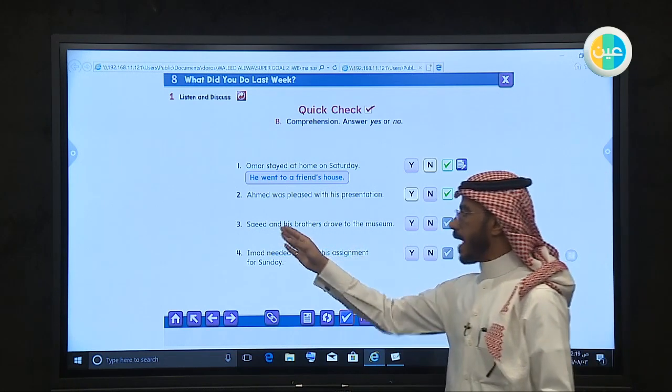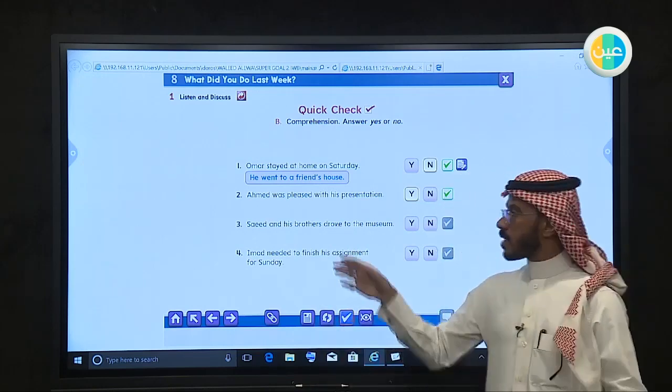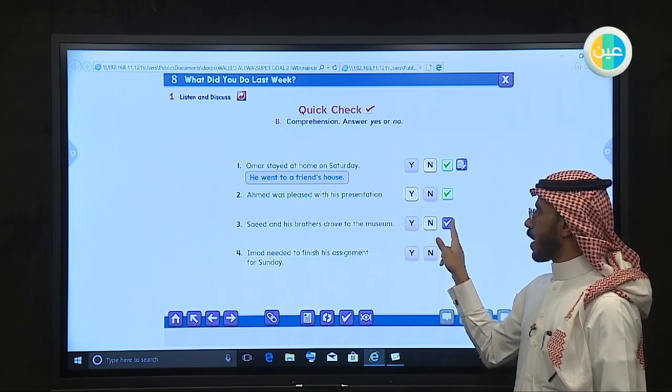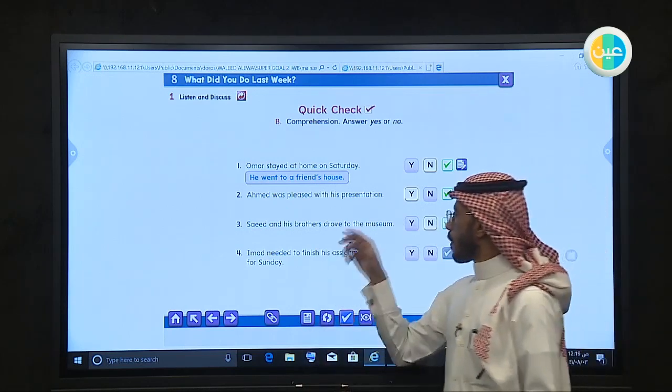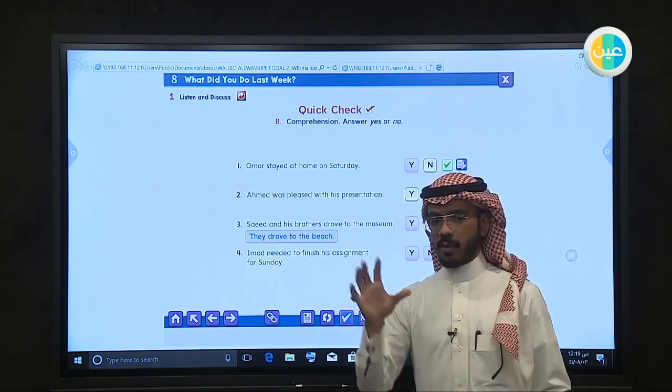Number three, Saeed and his brothers, Saeed وإخوته, drove, قادوا السيارة, to the museum, إلى المتحف. And this is not correct. No, right, no. Why, ليش? They drove to the beach, ذهبوا إلى الشاطئ.